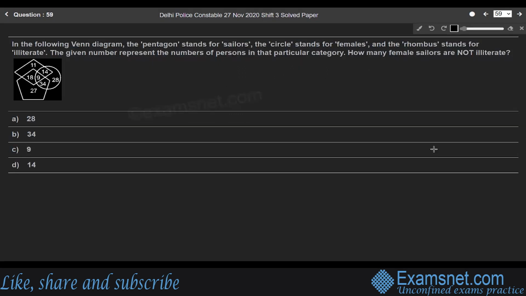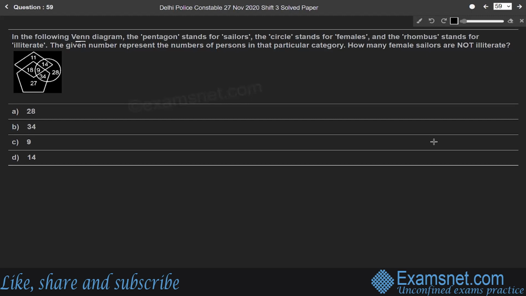Question 59. In the following Venn diagram, the pentagon stands for sailors, the circle stands for females, and the rhombus stands for illiterate. The given number represents the number of persons in that particular category. How many female sailors are not illiterate? So according to the question, the pentagon stands for sailors, and the circle stands for females, and the rhombus stands for illiterate.